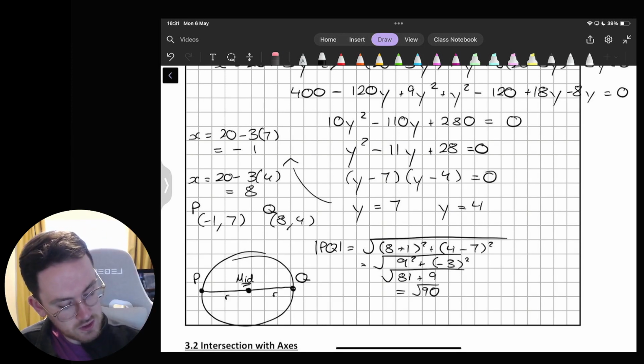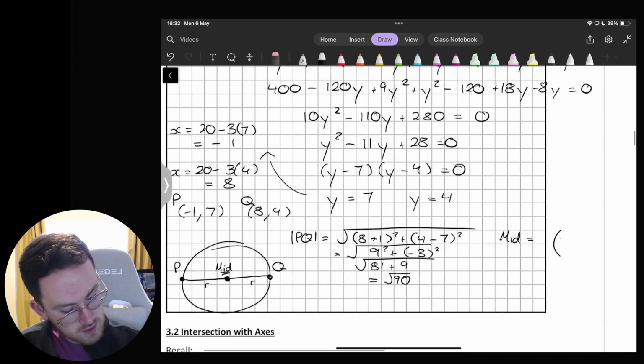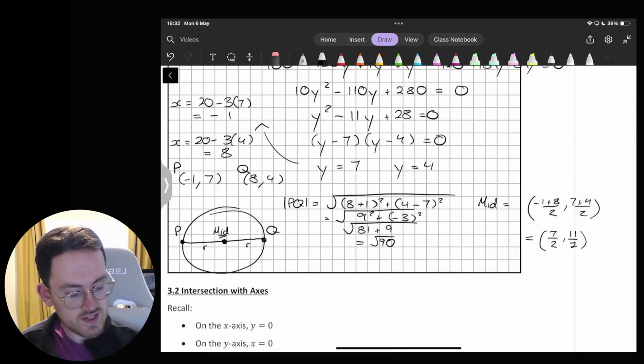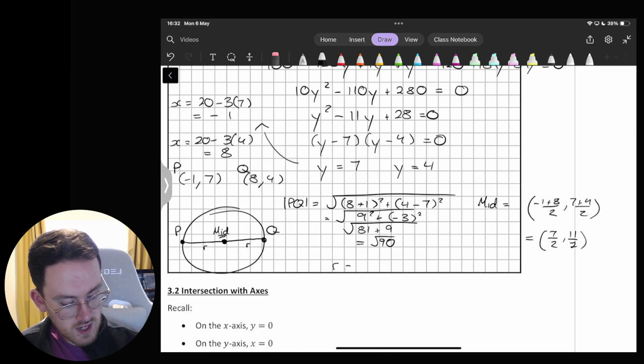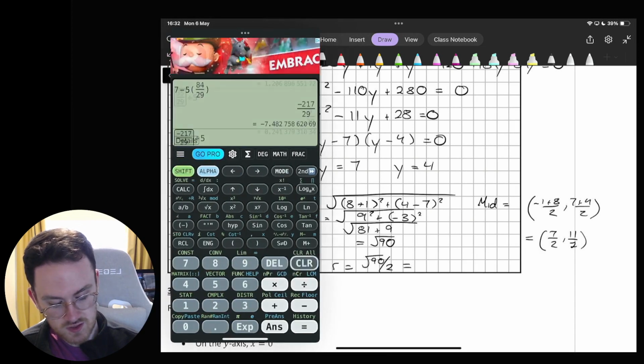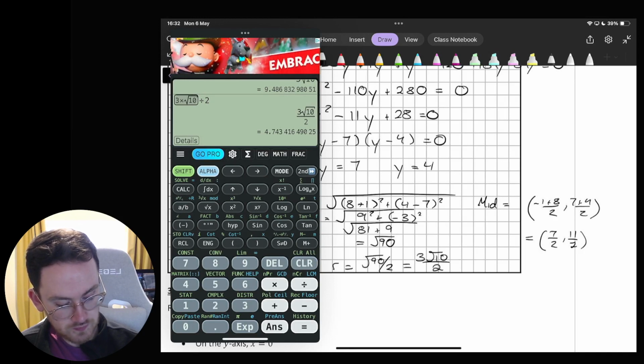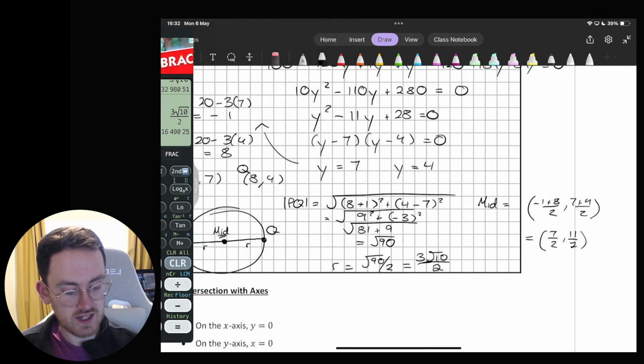And finding the midpoint then of those two is going to be, let me take this over to this side, minus 1 plus 8 over 2, and 7 plus 4 over 2, which is 7 over 2 and 11 over 2. Okay, so my circle here will have center (7/2, 11/2) and radius of root 90 over 2, which we can check in our calculator. Does that reduce down to anything smaller? Divided by 2, that's just 3 root 10 over 2, so not particularly nicer in any way either.